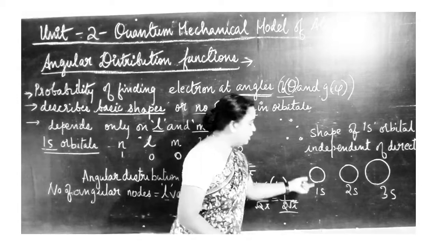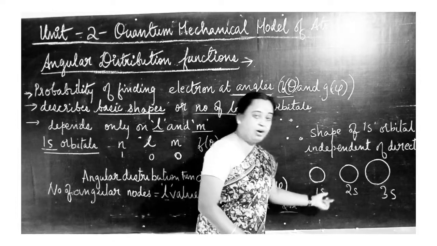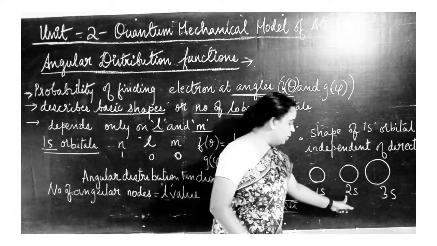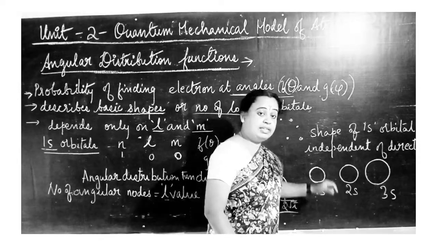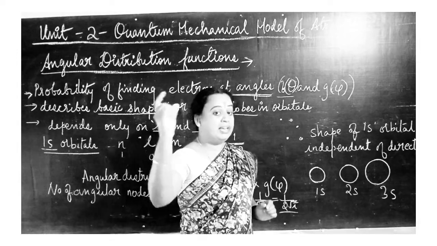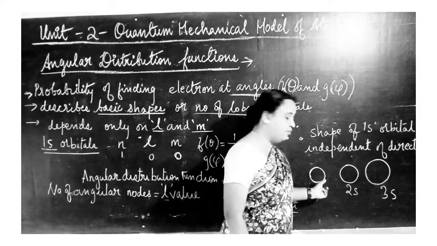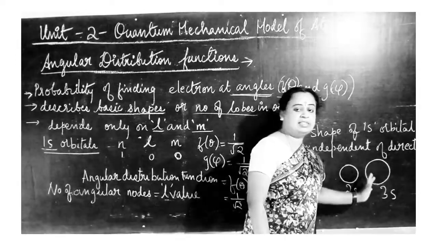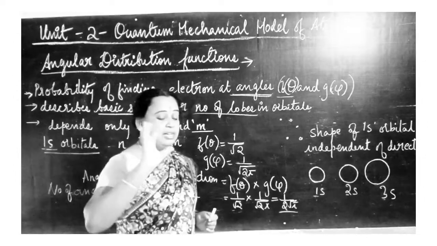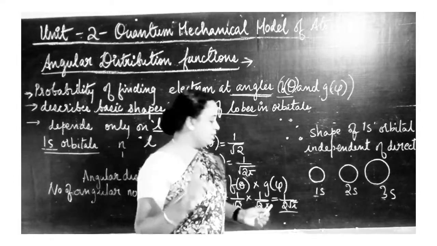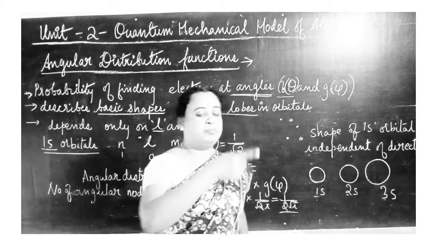So the shape of the 1s orbital is spherical. As the orbital number, that is 1s, 2s, 3s, increases, the size of the s orbital increases. Here you can see they are spherical, and 2s is a bit larger than the first one, and the third one is a bit larger than the second one. As the principal quantum number increases, the size of the orbital also increases, but the shape remains the same. For an s orbital, the shape is always spherical.